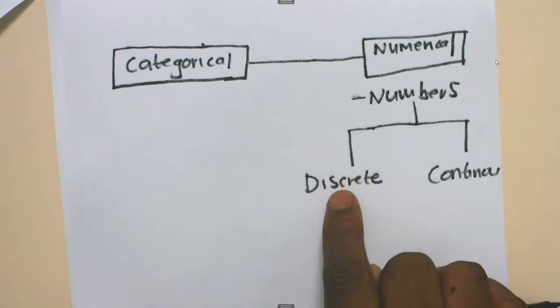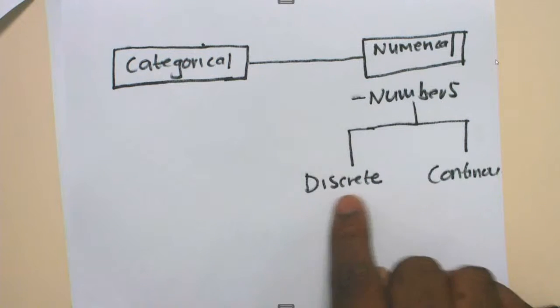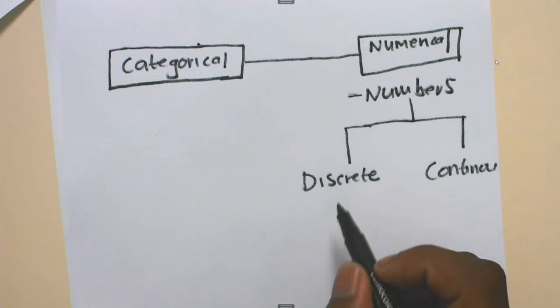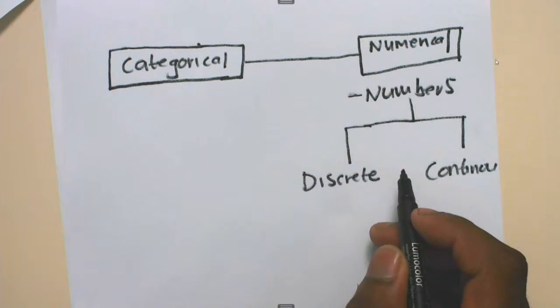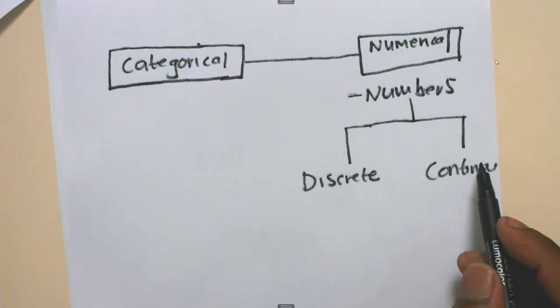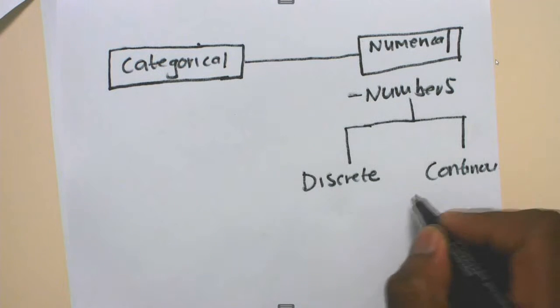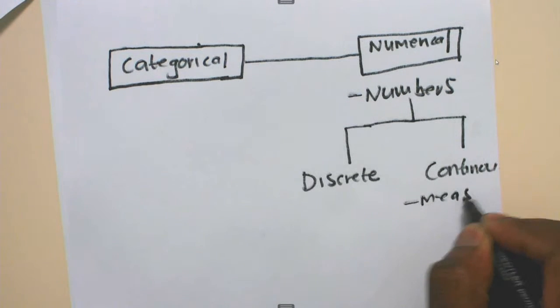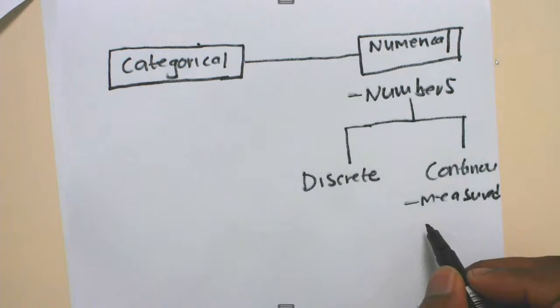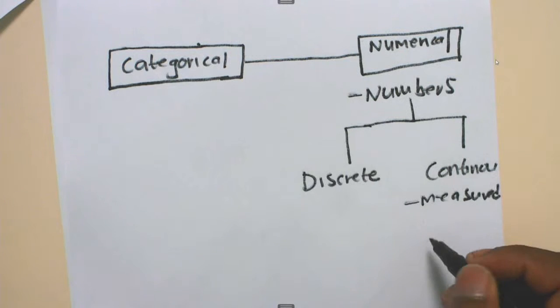It's a form of data whereby it can be counted. For example, if we count the number of cars that we have in a parking lot, we can count 1, 2, 3, 4, 5, 6, 7, 8. With continuous data, I said it's a form of data that can be measured. Examples include length, mass, and height. Sometimes continuous data can have decimals.